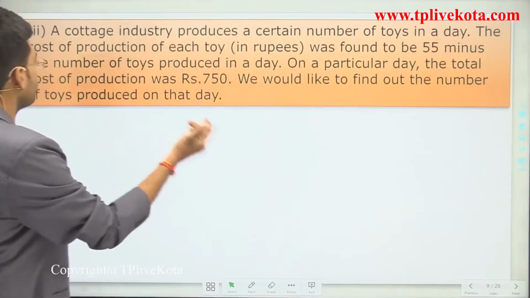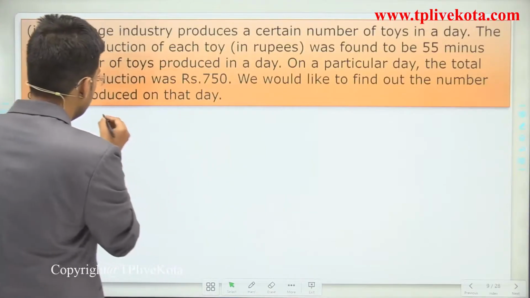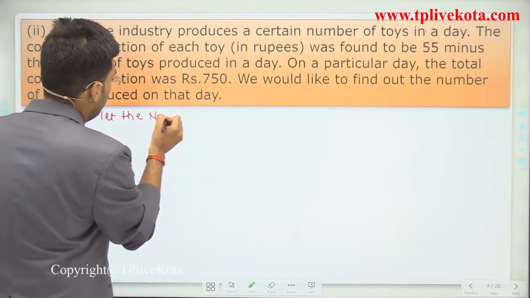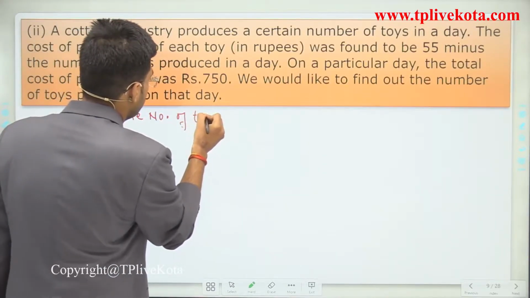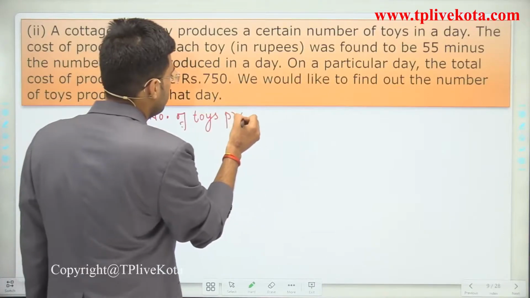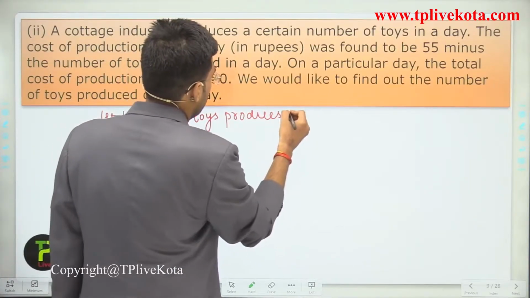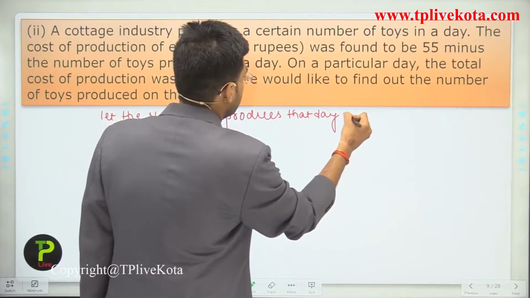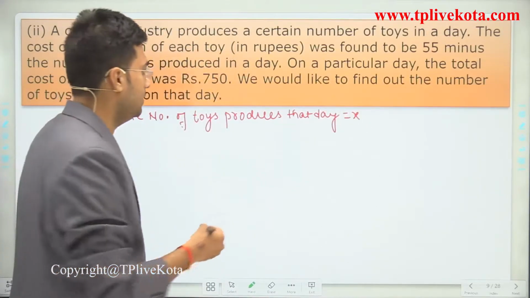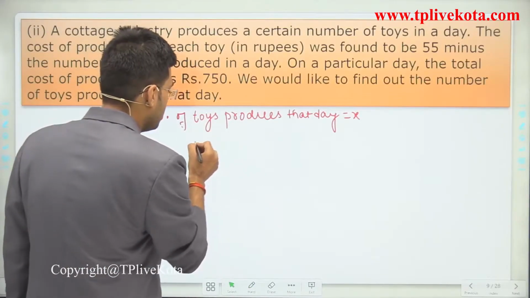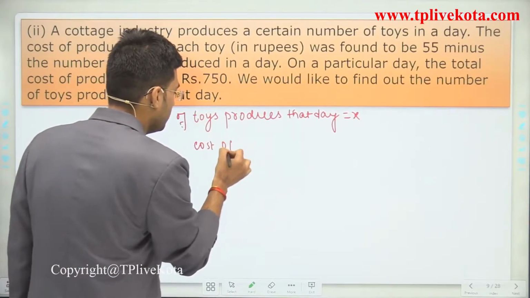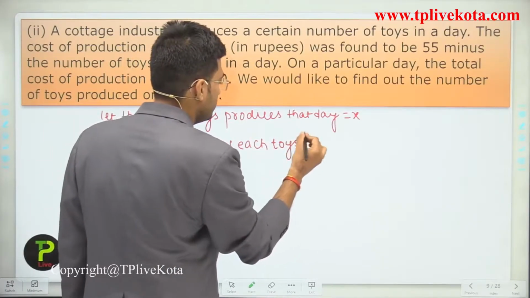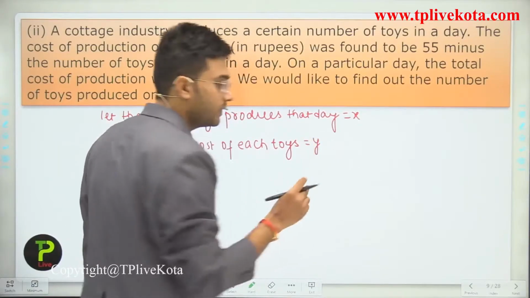First of all, let's assume the number of toys produced that day is equal to x, and the cost of each toy is equal to y. Clear?